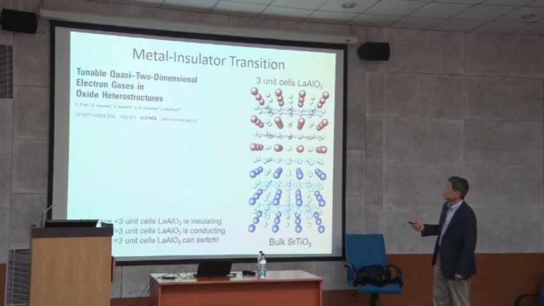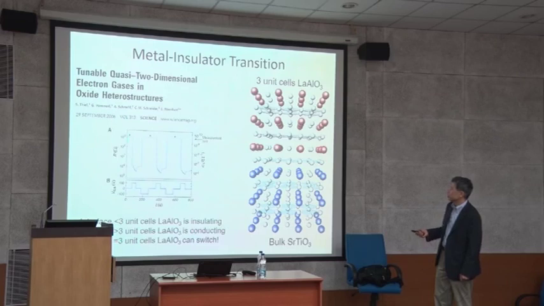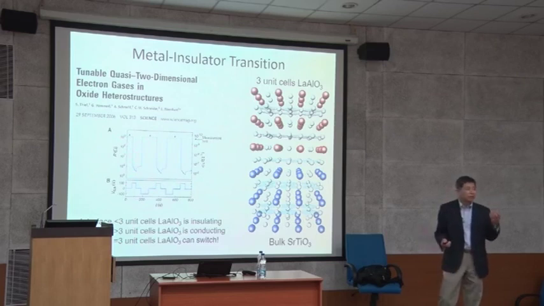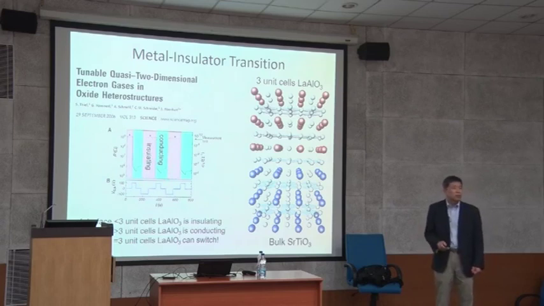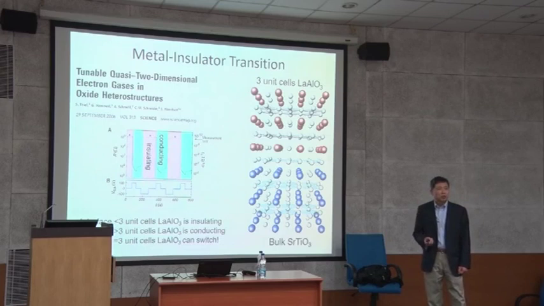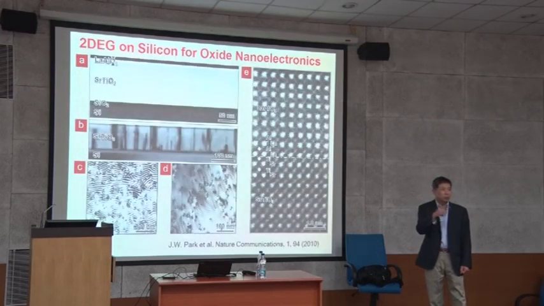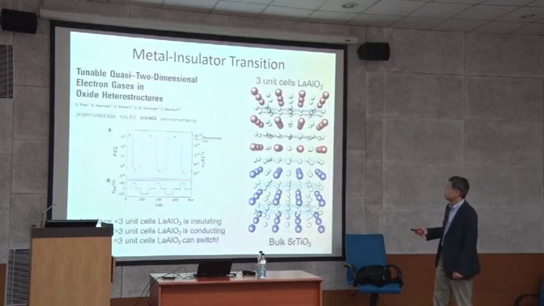So here is the tunable 2D electron gas, and they have papers showing that 3 unit cells is insulating and above 3 unit cells is conducting. They can do this by applying a gate voltage, like back gating with a field. You can switch on and off, insulating and conducting. That means this can be switched, because you see below the critical thickness and above the critical thickness a metal-insulator transition, but you can be very close to the metal-insulator transition and tune it by electric field. Okay, so that's something really exciting.